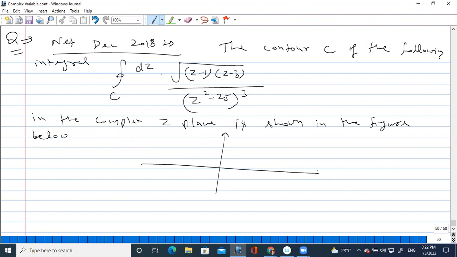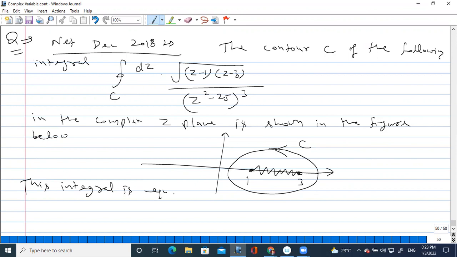Means this contour is just to give you some hint. This contour is like this. This point is 1, this point is 3. Okay, so from here we will get the clue to get the answer. And what is the question? This integral is equivalent to an integral along the contours.